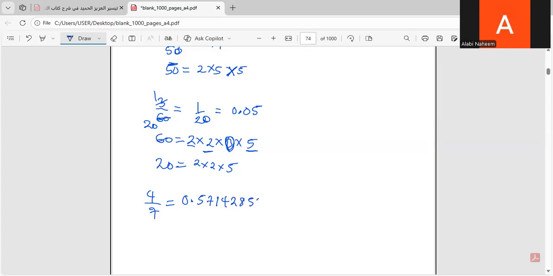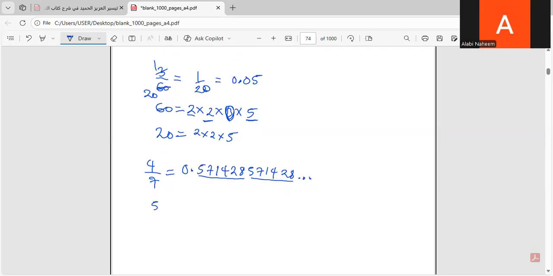0.571428, 571428. And this is a typical non-terminating recurring decimal. You can see 0.571428, 571428. So this number is repeating itself. 571428, 571428. The number is repeating itself. Can you see?